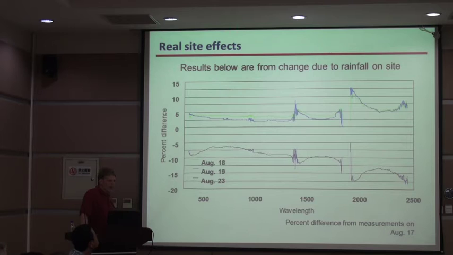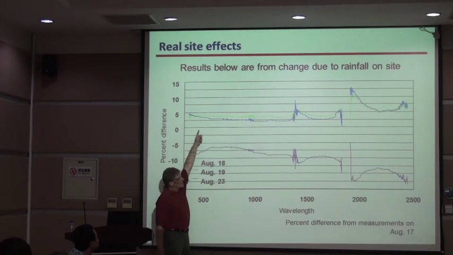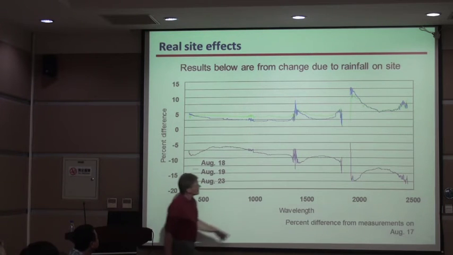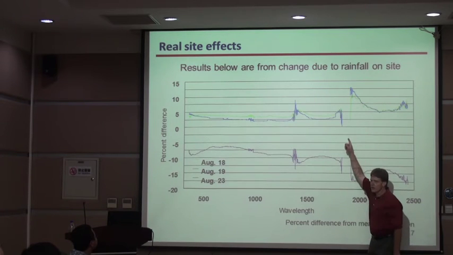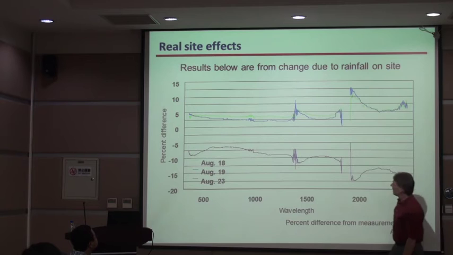Real site effects. So basically there are 3 different dates: August 18, August 19, and August 23rd. On the 18th and 19th, the system was collected at basically the same site, the same way, with the same instrument. It agrees within a few percent, except out here in the shortwave infrared.